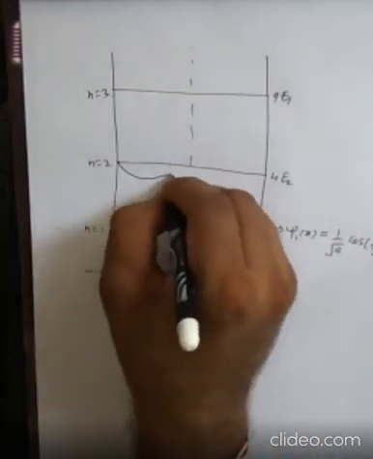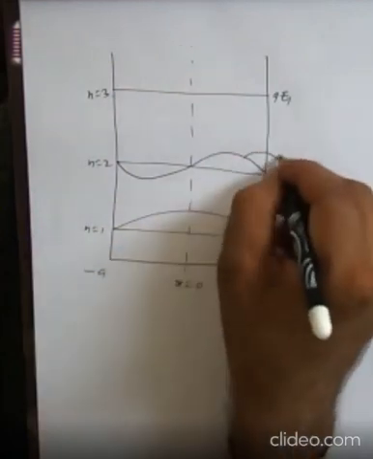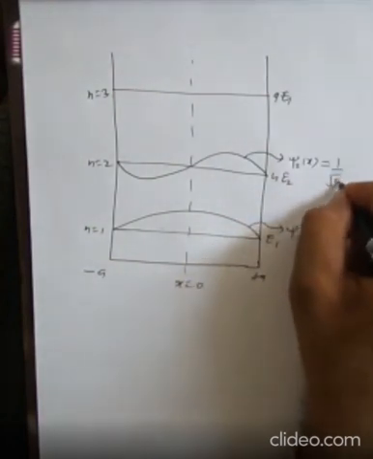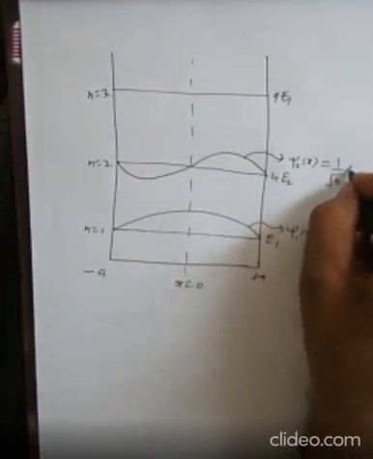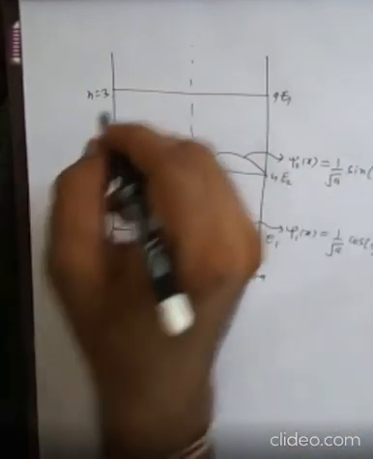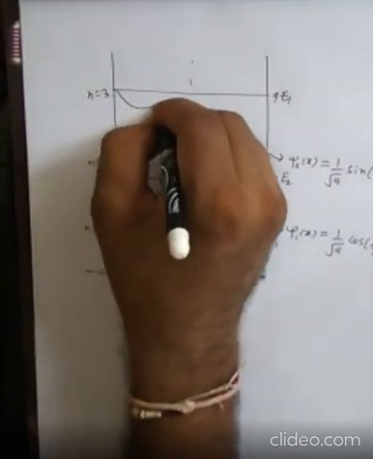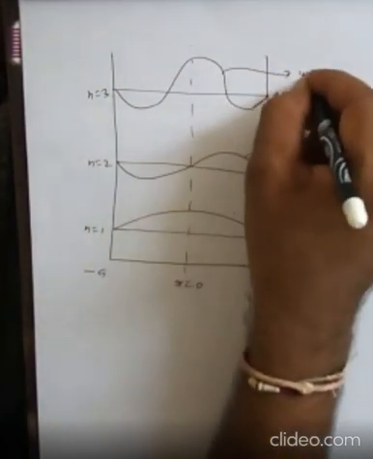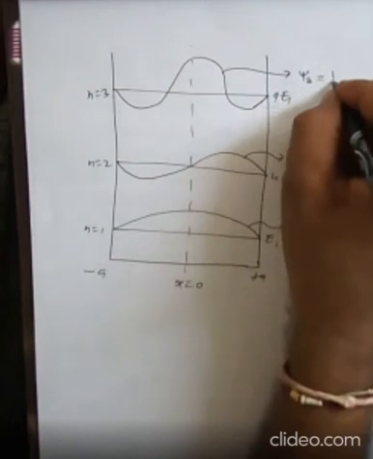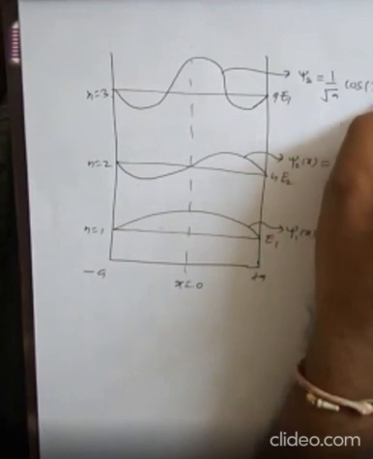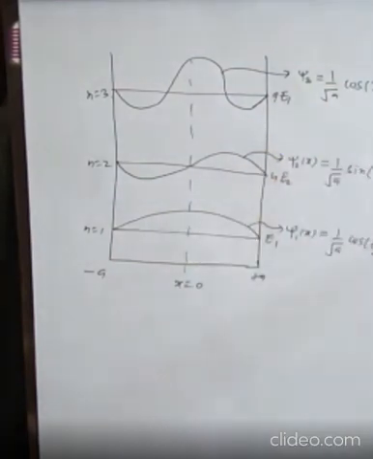And for this, psi 2 x is 1 over root a sin 2 pi x divided by 2a. Similarly, this psi 3 will be 1 over root a and cos 3 pi x divided by 2a. Okay, similarly we can plot the other functions for the different n values.